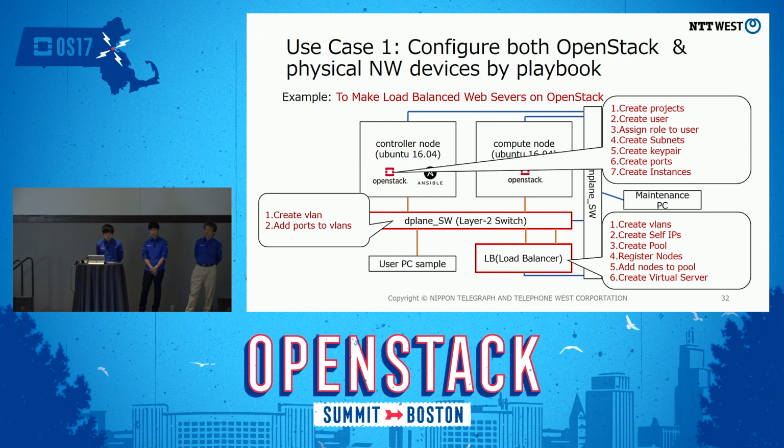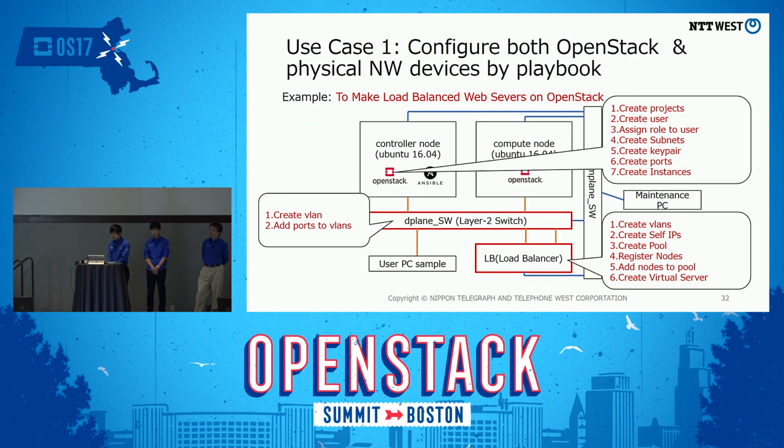The first use case is configuring both OpenStack and physical network devices by the playbook. Up to now, we used Ansible only to configure physical servers, virtual servers, and OpenStack. But we want to configure both servers and physical network devices by Ansible. It's because we don't want to type tons of commands manually. And we want to do CI/CD of the network, not only servers.